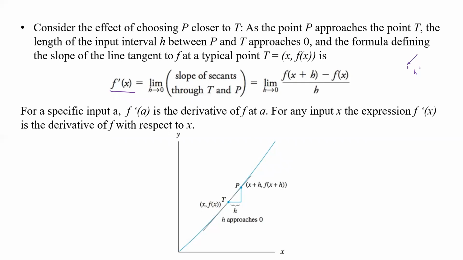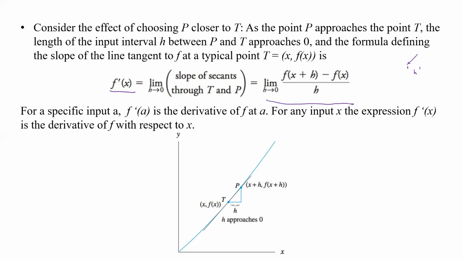So as you can see here, we're trying to get this h value to go to 0. And the only way we can do that is if we pull that P in really, really close. And then what's going to happen is the slope of the secant and the slope of the tangent line basically are the same. And so therefore we can get the derivative of that tangent line, which is going to be our derivative, by taking this limit right here.